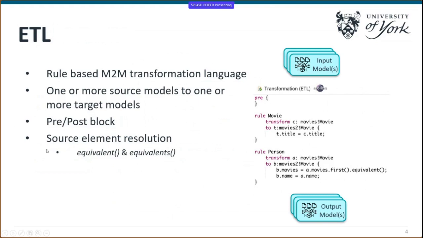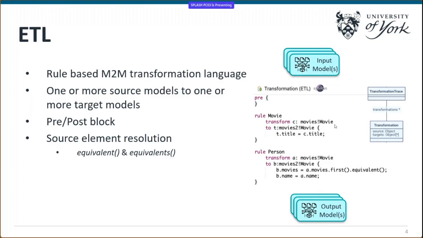One important thing to note here is the source element resolution. Often we encounter in model-to-model transformation that we need to get the elements that are created or generated by another rule. So there are statements such as equivalent or equivalences to return the elements. For instance, here in this line, this a.movies.first.equivalent is actually returning the elements that are created by this movie rule. For this, we need to keep a transformation trace to see which source elements are actually transformed to corresponding target elements. So Epsilon basically keeps a trace of all the source elements that are transformed to the corresponding target elements.